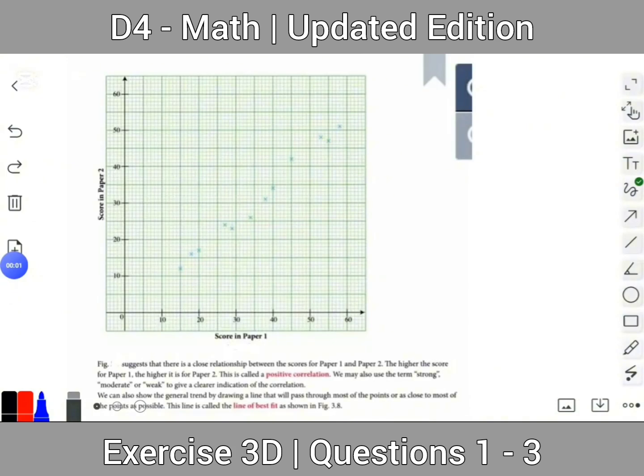The figure above suggests that there is a close relationship between the scores for paper 1 and paper 2. The higher the score for paper 1, the higher it is for paper 2. This is called a positive correlation. We may also use the terms strong, moderate, or weak to give a clearer indication of a correlation. We can also show the general trend by drawing a line that will pass through most of the points, or as close to most of the points as possible. This line is called the line of best fit, as shown in the figure.